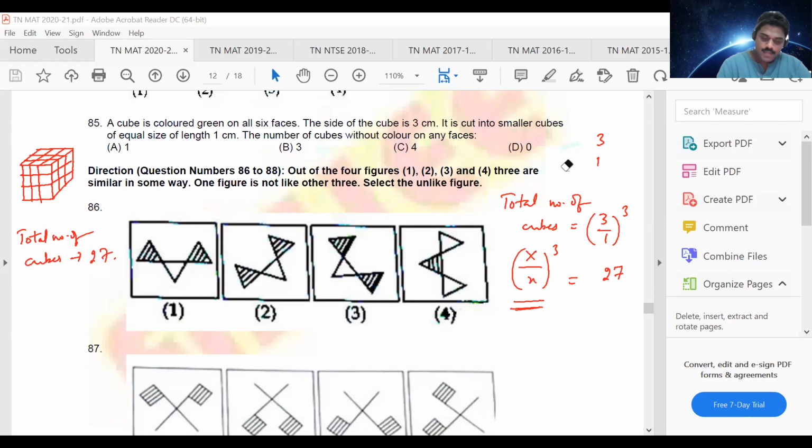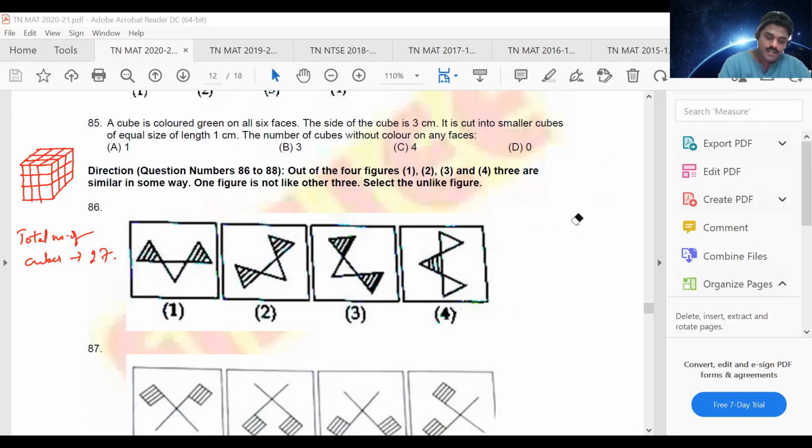Then I want to find the number of cubes that are painted on 3 faces each. Now, if you observe in the topmost corner over here, this particular cube will have 3 of its faces painted.